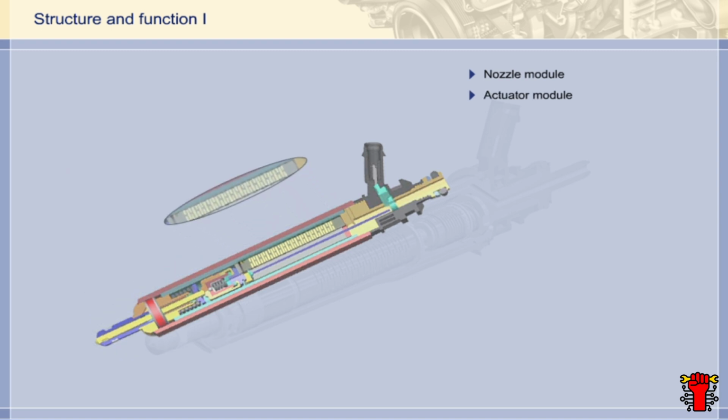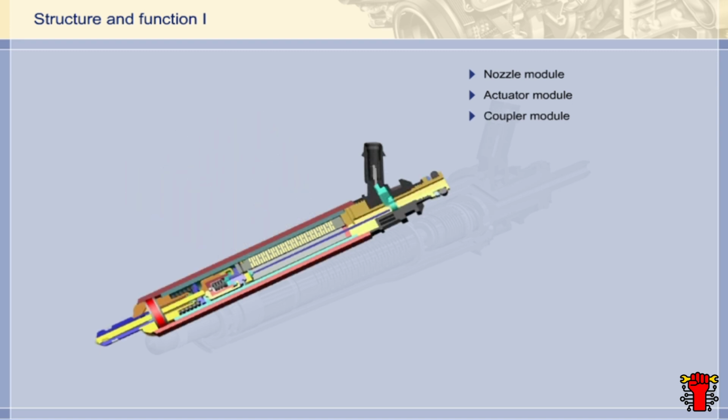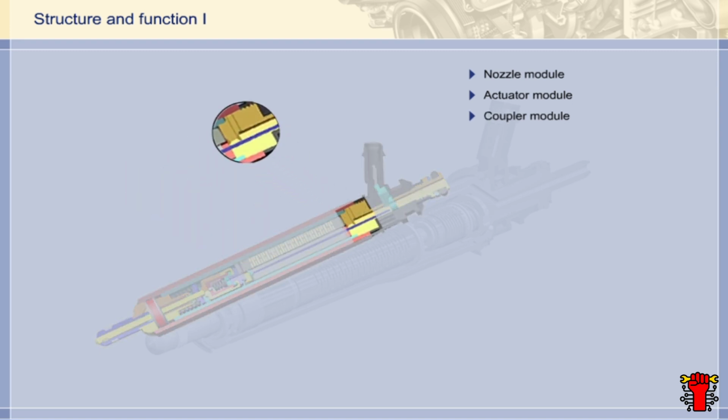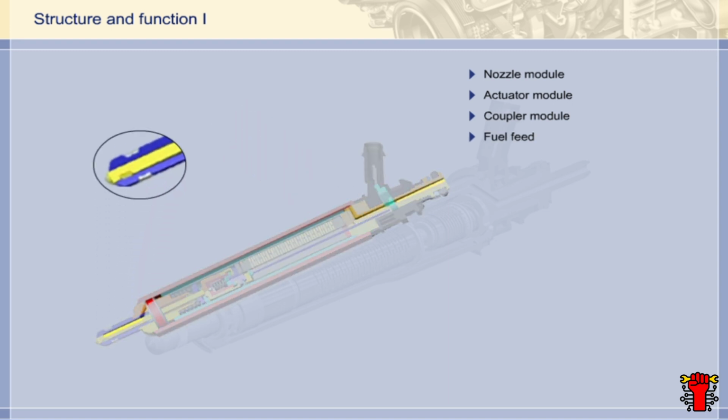Lengthwise, the actuator module is structured as a series of layers. This way, the expansion lengths of the individual piezo layers are added together for a cumulative effect. A coupler module is used to hold both the actuator module and the nozzle module free of play in the direction of expansion. This ensures that the entire longitudinal expansion of the piezo layers can act on the nozzle needle free of play. The fuel feed line supplies the injector with fuel at high pressures of up to 200 bar.